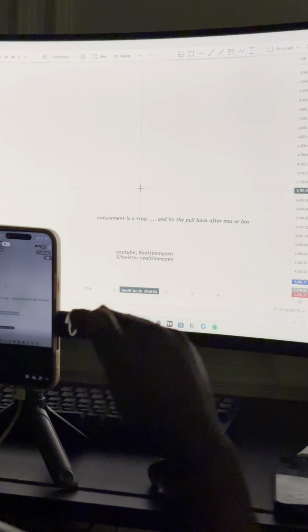Now I'm going to give you a diagram on how I use inducement and where I look for my inducement, because that is very important. Knowing the meaning of inducement is one thing, but knowing how to look for your inducement in the chart is another thing. Firstly, I look for inducements after my break of structure or market structure shift. Let me type it out.